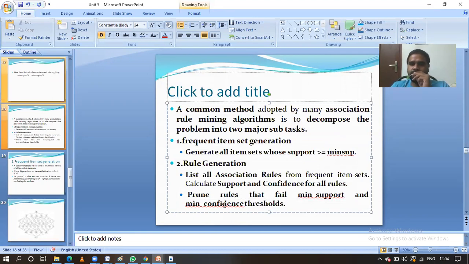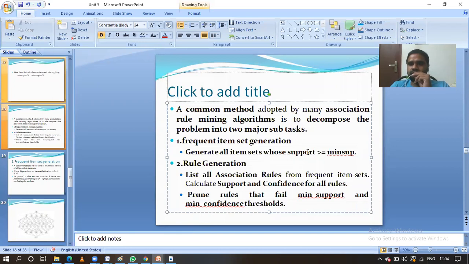In this way we are going to reduce the number of association rules. Otherwise, if you take the 6 items, we are going to produce 602 rules, guys. 602 association rules. That is why we are going to reduce it. What are the reducing techniques we are going to use?